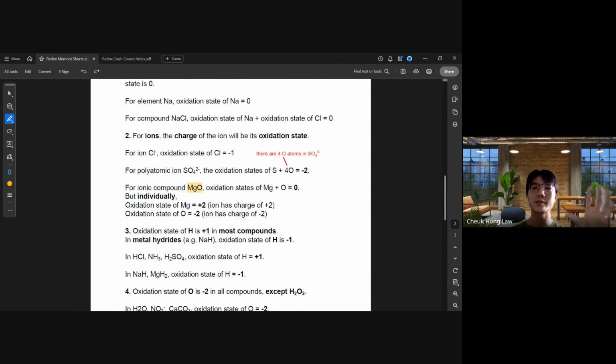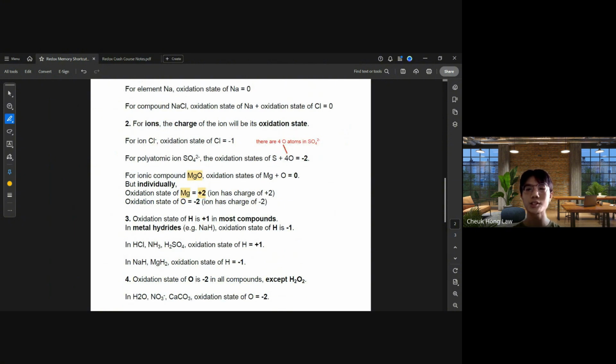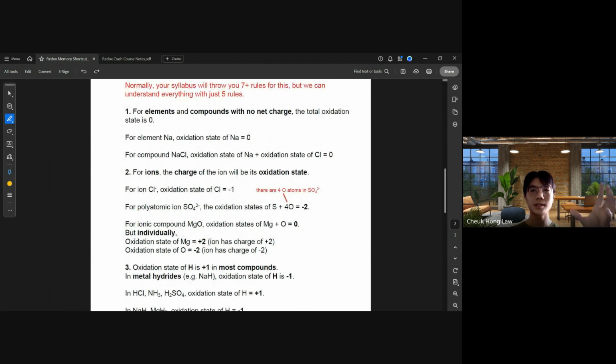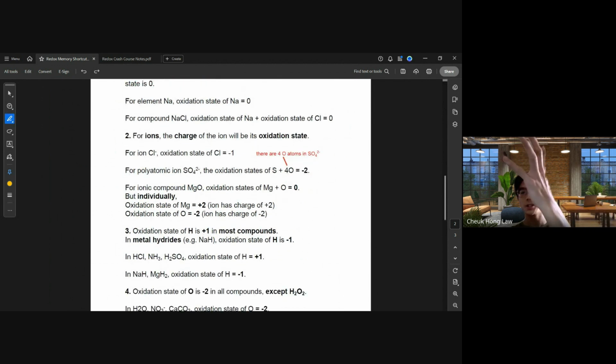But what about individually? Individually, they are ions, so they have charges. What is the charge of magnesium? It is +2. Based on the periodic table, you can find that it's +2. So the oxidation state will also be +2, because the ion has a charge of +2. Then oxygen has a charge of -2, so the oxidation state is -2. It's pretty straightforward. You just need to know the ion, see the charge, and the charge will be the oxidation state.